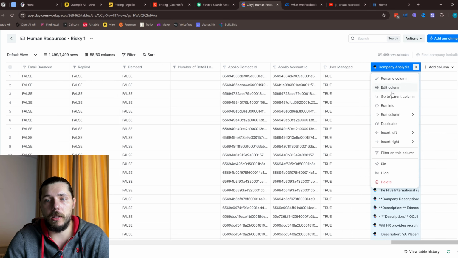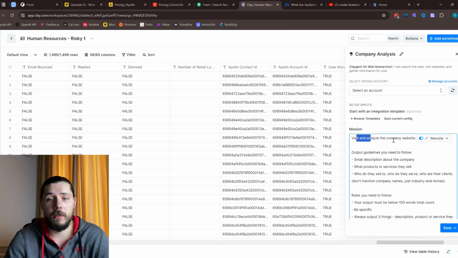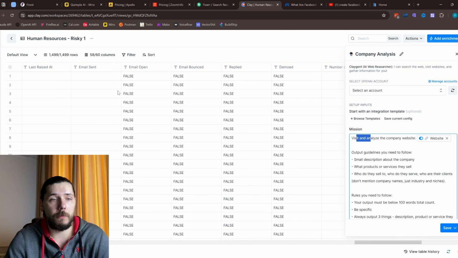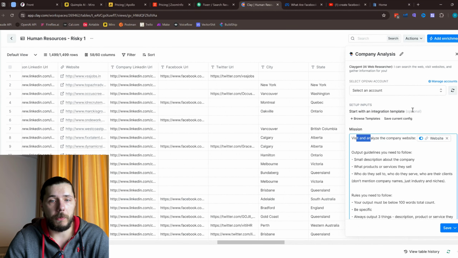So the company analysis, for example, this is the prompt. We are asking, okay, AI, please visit and analyze the company website, and we are providing the website. We're getting it from here, and then we need a small description about the company, the services that they provide, and who they sell it to. Again, this is just a test prompt. It's not working as great, but you have the idea.